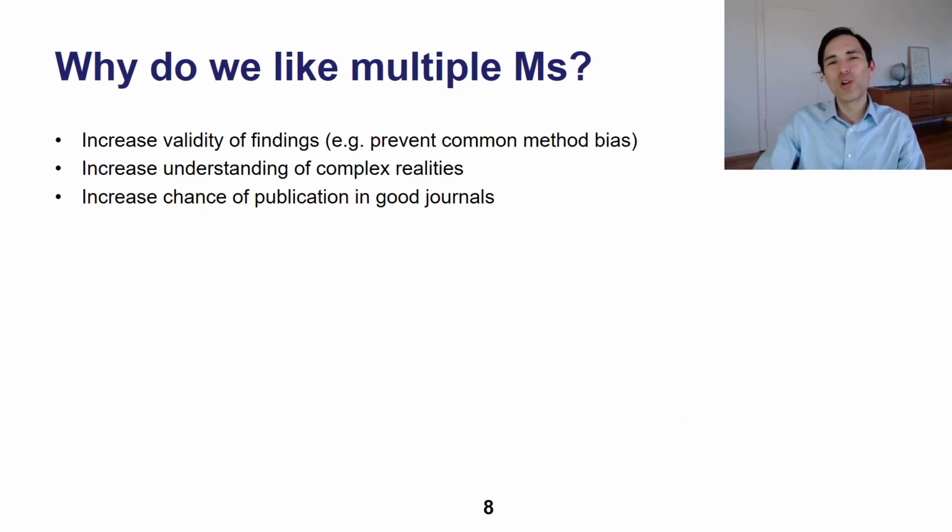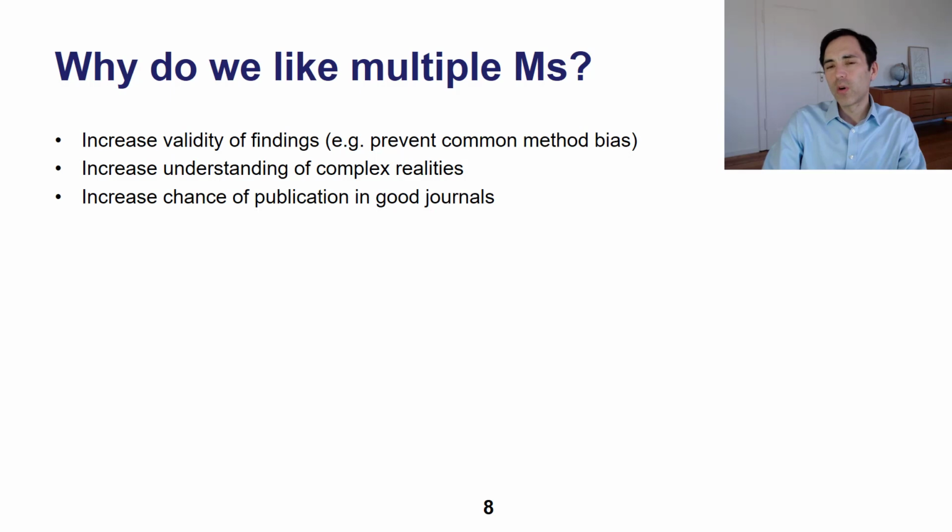So I've introduced you to all these different 8 M's. Why do we need 8 M's? Or why do people like them so much? One major reason is that it increases the validity of findings. Remember, I talked about common method bias, one of our biggest enemies in management research. If you combine these different M's, such as multi-source, multi-wave, multi-study, and so forth, you can reduce that.